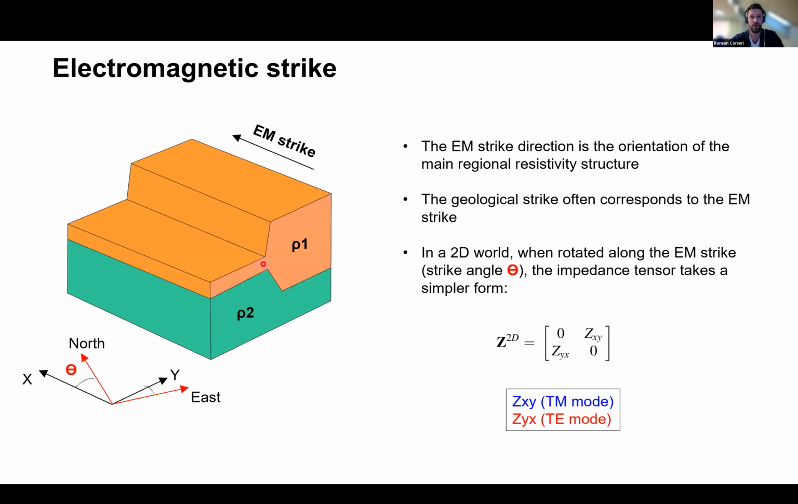Another important aspect of marine MT is the electromagnetic strike. This electromagnetic strike represents the main direction of the regional resistivity structure of the subsurface, and often the geological strike corresponds to the electromagnetic strike. In a 2D world, when we rotate the impedance tensor along this EM strike, the impedance tensor takes a simpler form, where the diagonal elements are null. So if we want to do 2D modeling, we have to look for this type of configuration.